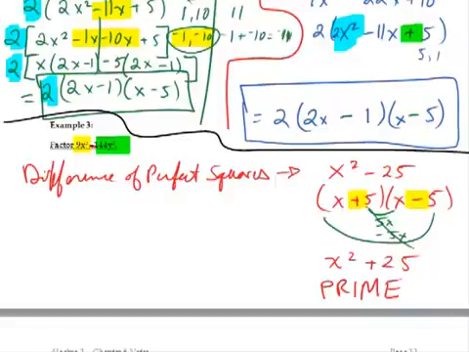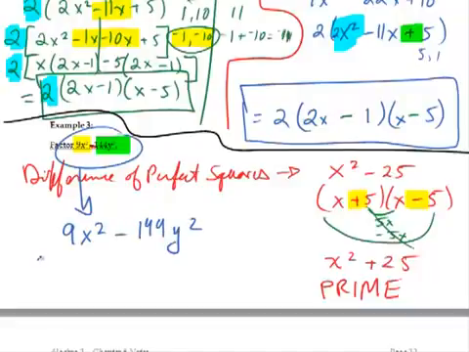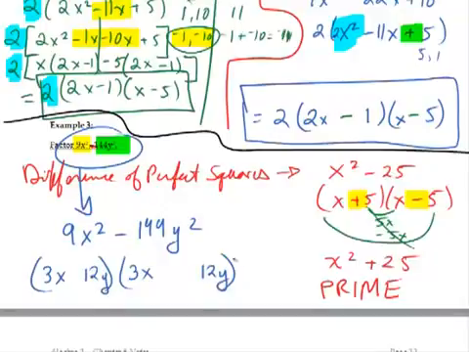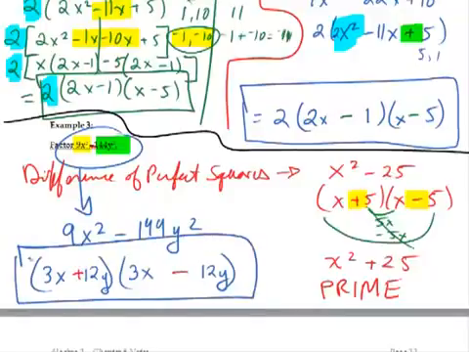So for this problem right here, let's go ahead and let's do this down here. 9x squared minus 144y squared. You're going to have two parentheses. You're going to take the square root of the things in the front. So 9x squared, you're going to have a 3x and a 3x to get that first term. The last one, 144y squared, would be 12y and 12y. And then the signs, 1 plus and 1 minus. And that's our difference of perfect squares option.